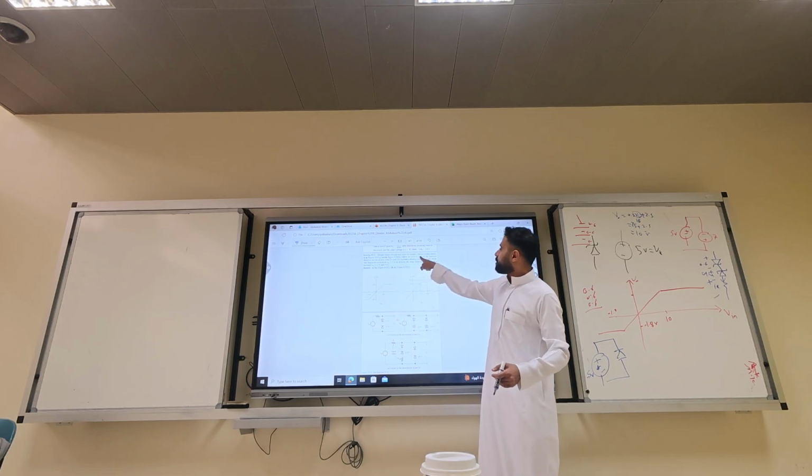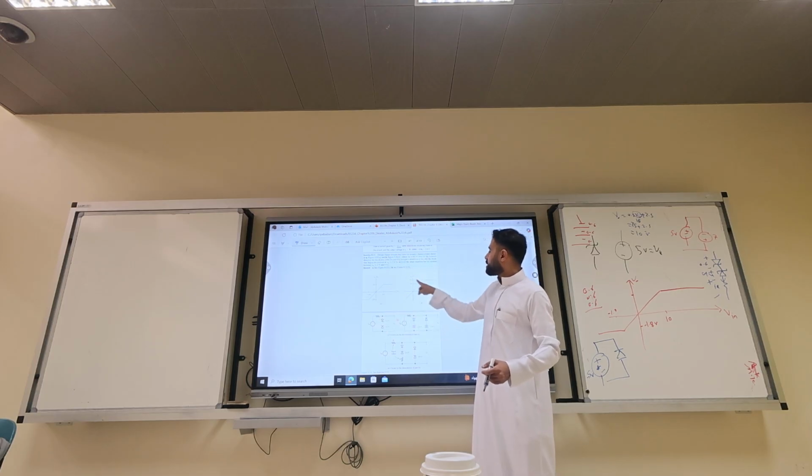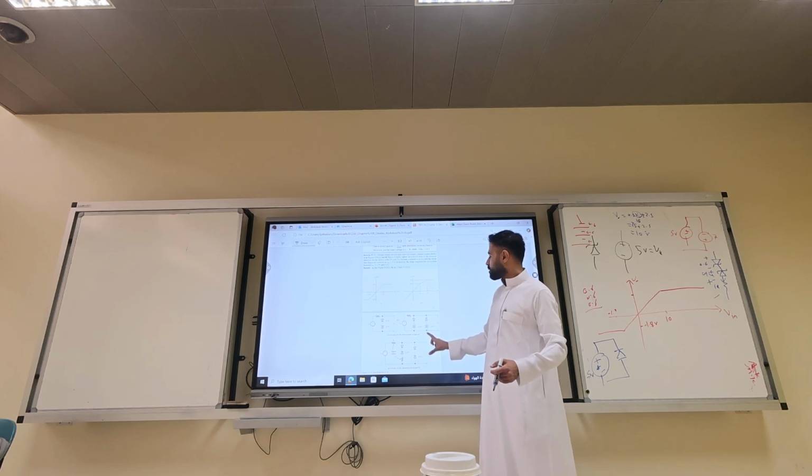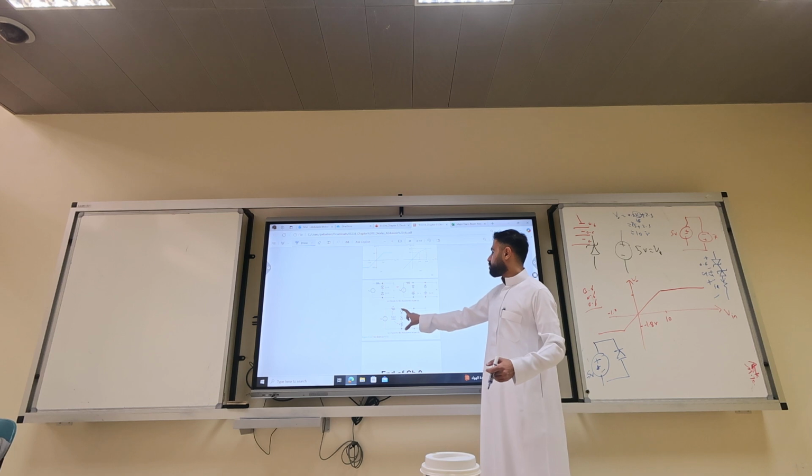The other one, for part B that gives you the linear characteristic, you have to include 2 zeners and a diode, which is equivalent to this example. Okay?